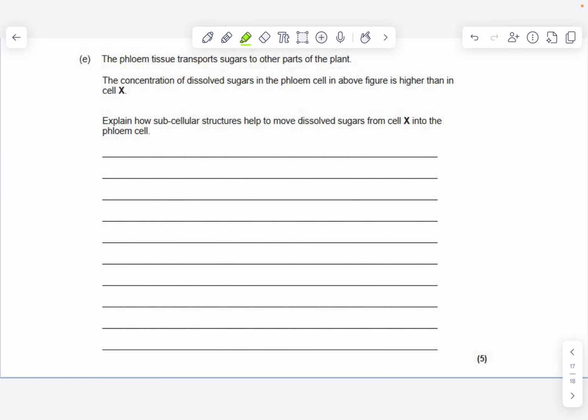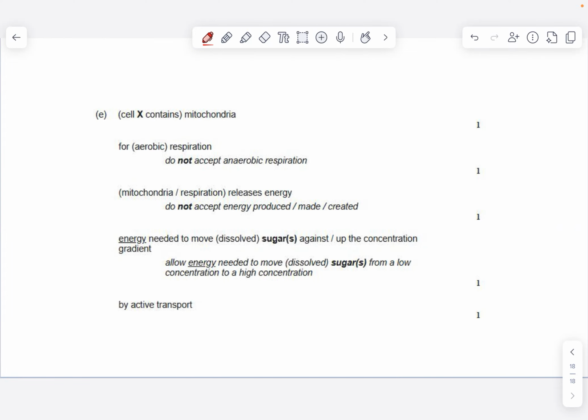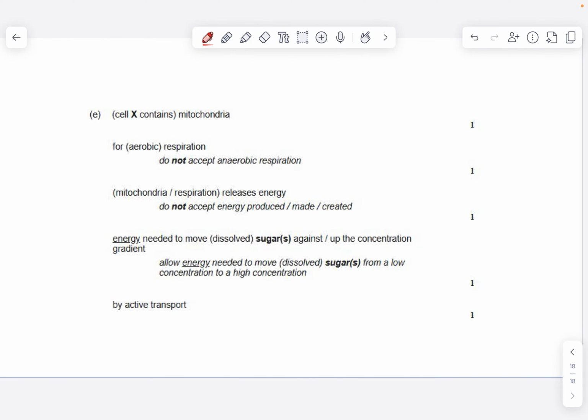The final question is about the flow and transport of sugars. Explain how the subcellular structures help to move dissolved sugars from the cell. Well, a subcellular structure is the same as an organelle. We've only spoken about 2, so you should be talking about the mitochondria. You should be talking about ribosomes. I would say in this example, which is talking about dissolved sugars, you're probably focusing more on the mitochondria. So pause it and answer that question. Check the mark scheme. Thank you.